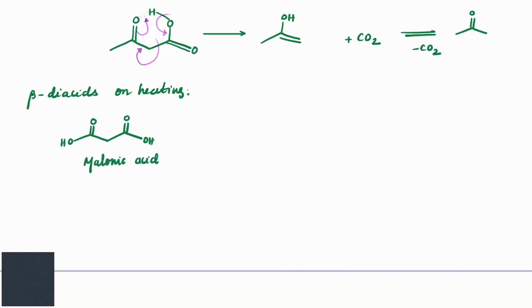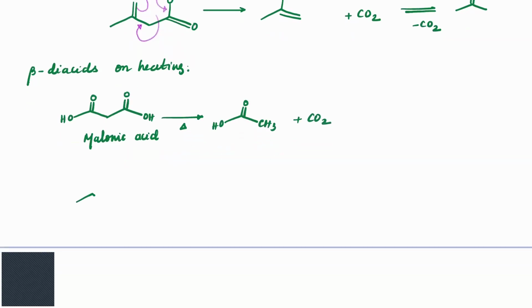So in case of malonic acid on heating, one side of the acid will convert into carbon dioxide, the other side will become this CH3 part, so CO2. Mechanism is very similar to what we have written here. So that is C double bond O, O and H here. This side we have OH and double bond O here. So you can see the same thing here.